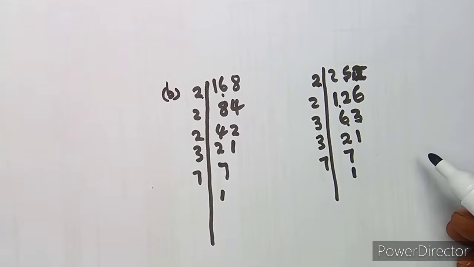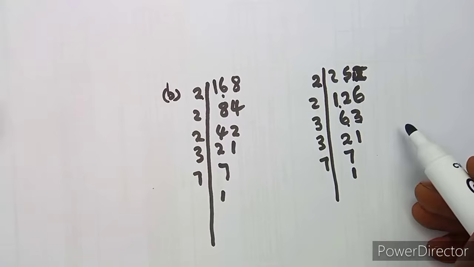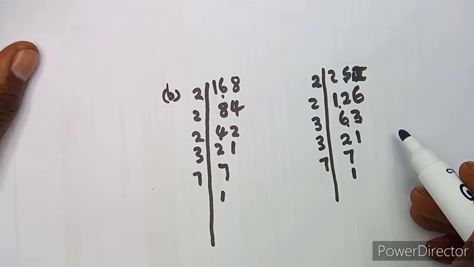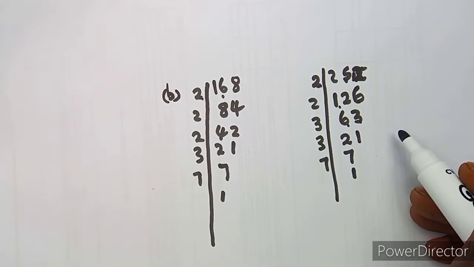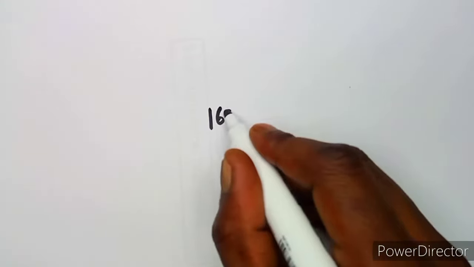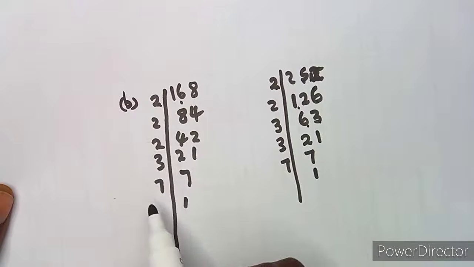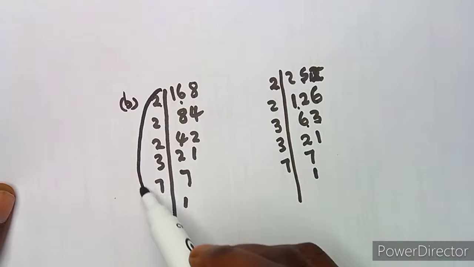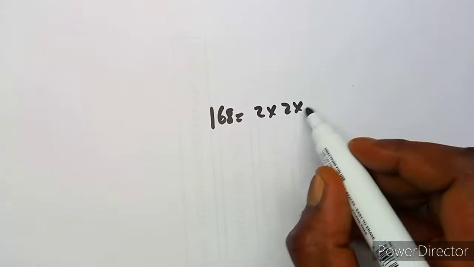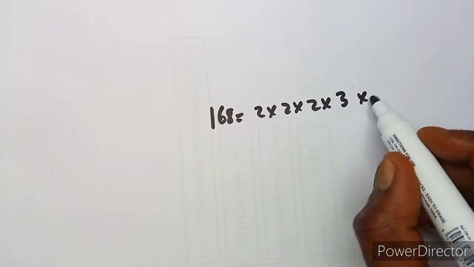Express your numbers as a product of their prime factors. That's going to be easier. That's what we just have to write here. So let us put the numbers that we have here this way. This is 168, and we just have to write these numbers as they are. Just multiply these numbers as they are, which is 2 by 2 by 2 by 3 by 7.